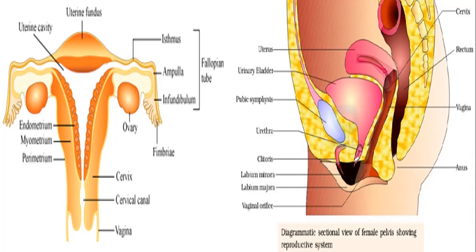The clitoris, this is the clitoris. The clitoris is a finger-like structure which lies at the upper junction of the two labia majora, above the urethral opening. It is not below the urethral opening, but above the urethral opening.